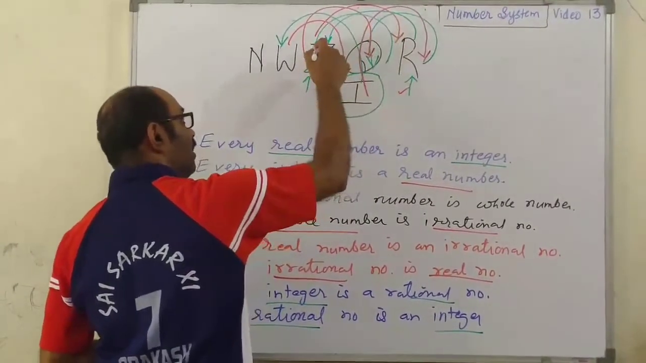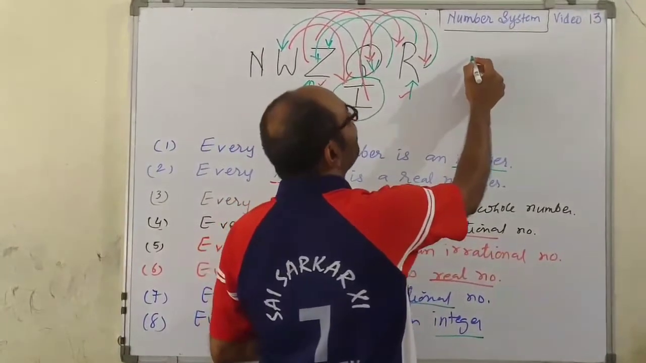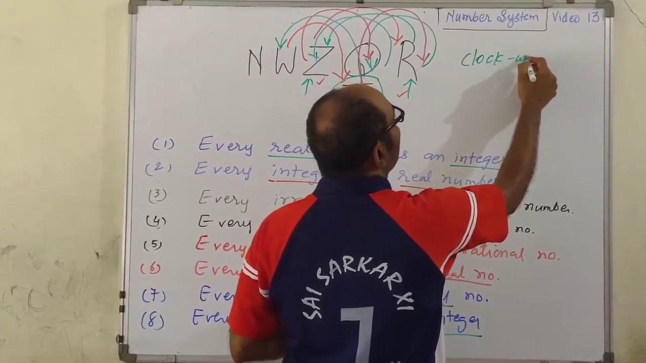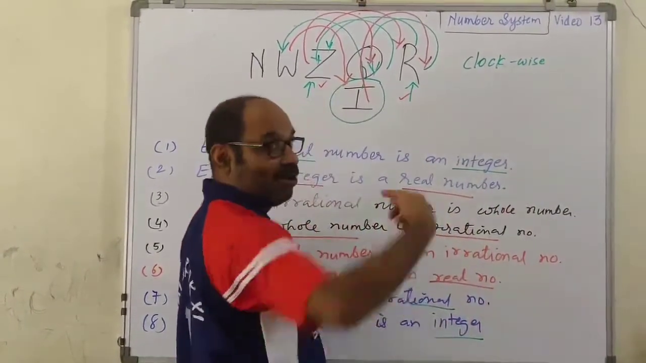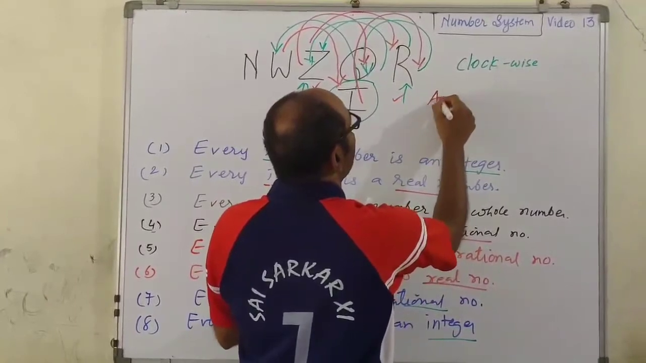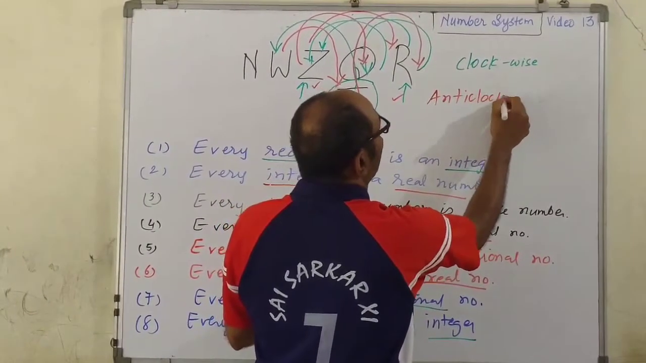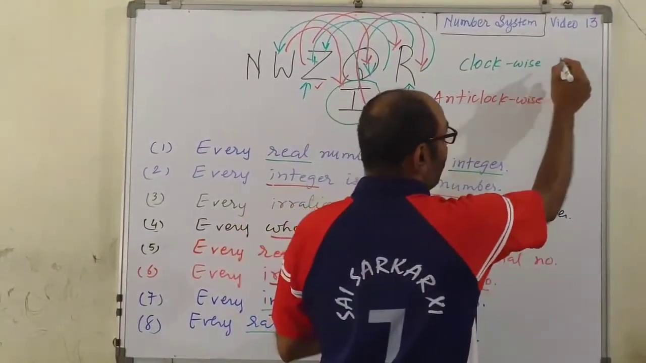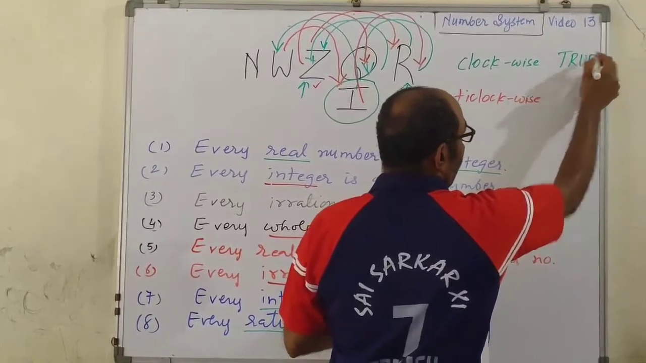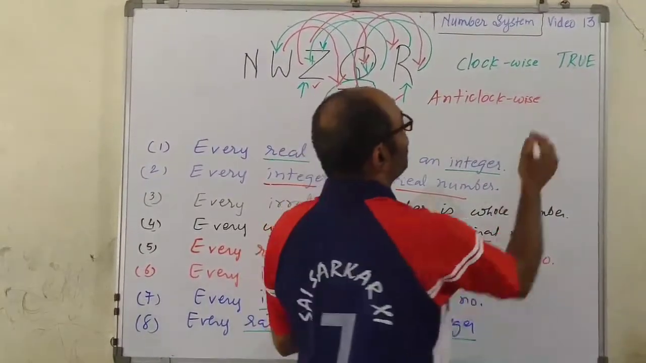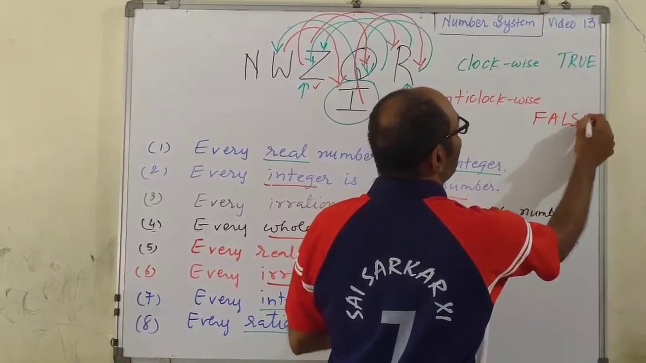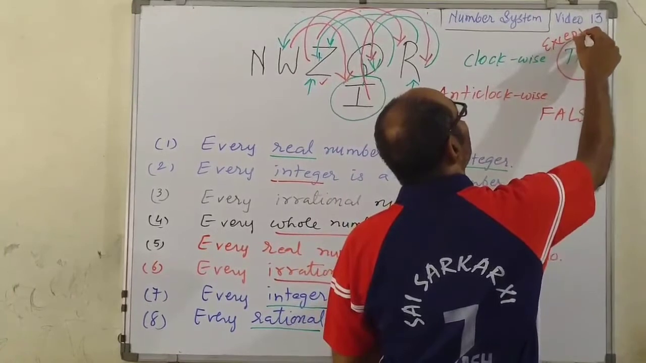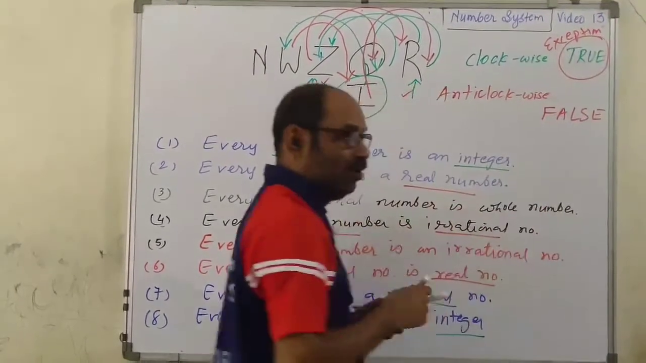So whatever green arrows I have taken, they are clockwise, and red arrows are anti-clockwise. Children, whichever is green, clockwise, is true, and anti-clockwise statements are all false. But there is an exception here. Alright, let me tell you first now.